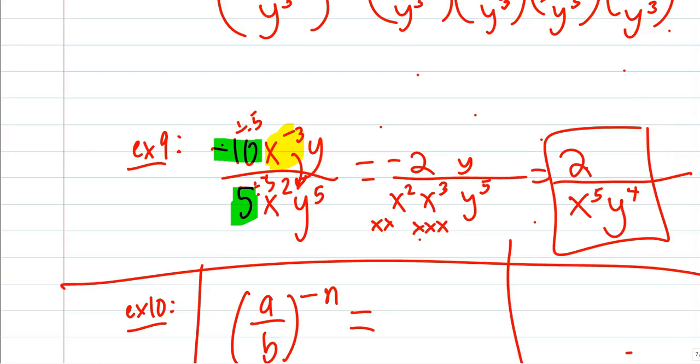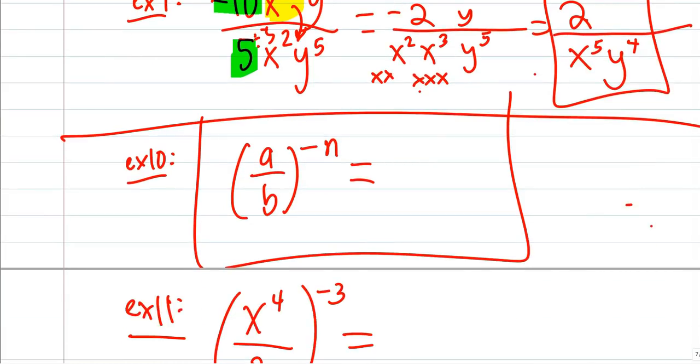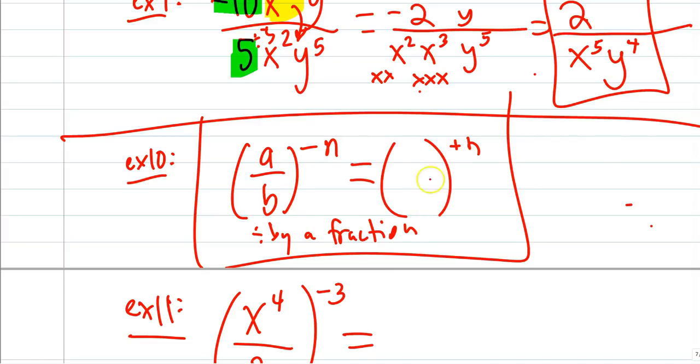Almost done here at the end. How do I deal with a fraction and a negative exponent? This, I think, is a better argument. How do I divide by a fraction? Right? We don't. When I divide by a fraction, we multiply, positive exponent, by the reciprocal. So a over b becomes b over a. How do I divide by a fraction? We multiply by the reciprocal. It flips, and the exponent becomes positive.